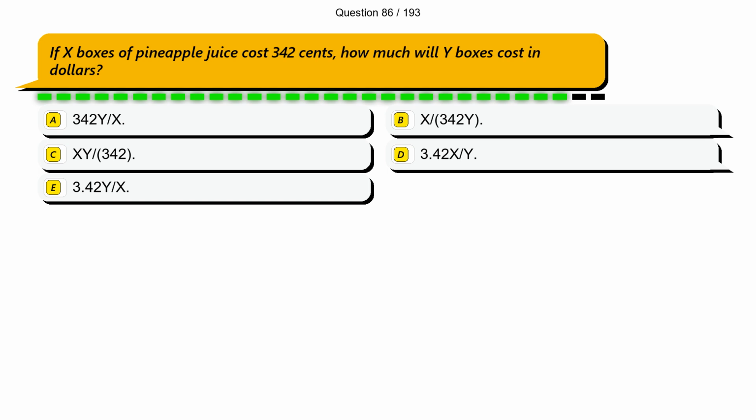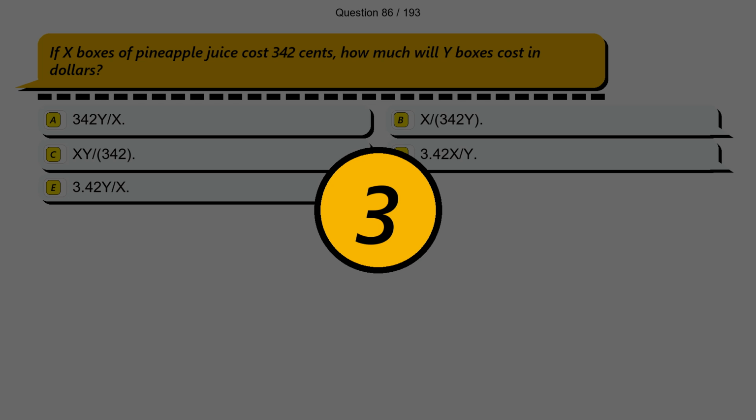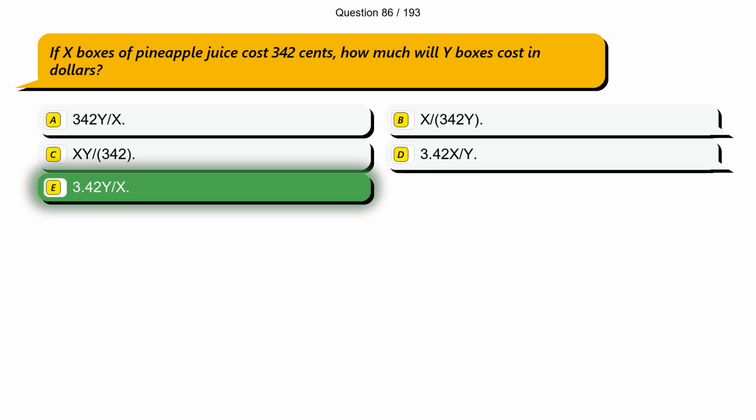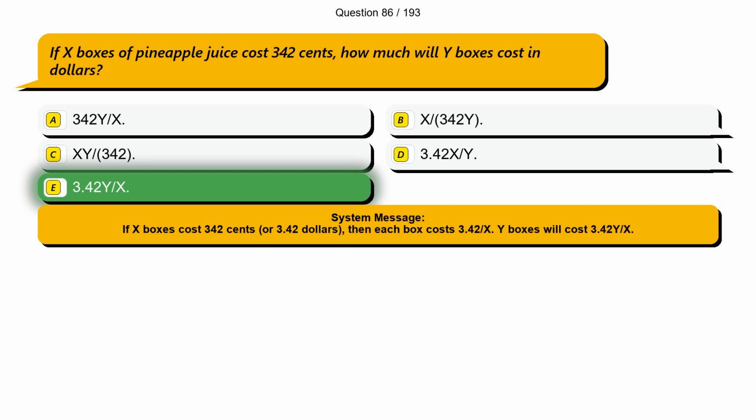Question 86. If X boxes of pineapple juice cost 342 cents, how much will Y boxes cost in dollars? Option A, 342Y/X. Option B, X/342Y. Option C, XY/342. Option D, 3.42X/Y. Option E, 3.42Y/X. The correct answer is option E, 3.42Y/X. If X boxes cost 342 cents, or $3.42, then each box costs 3.42/X, so Y boxes will cost 3.42Y/X.